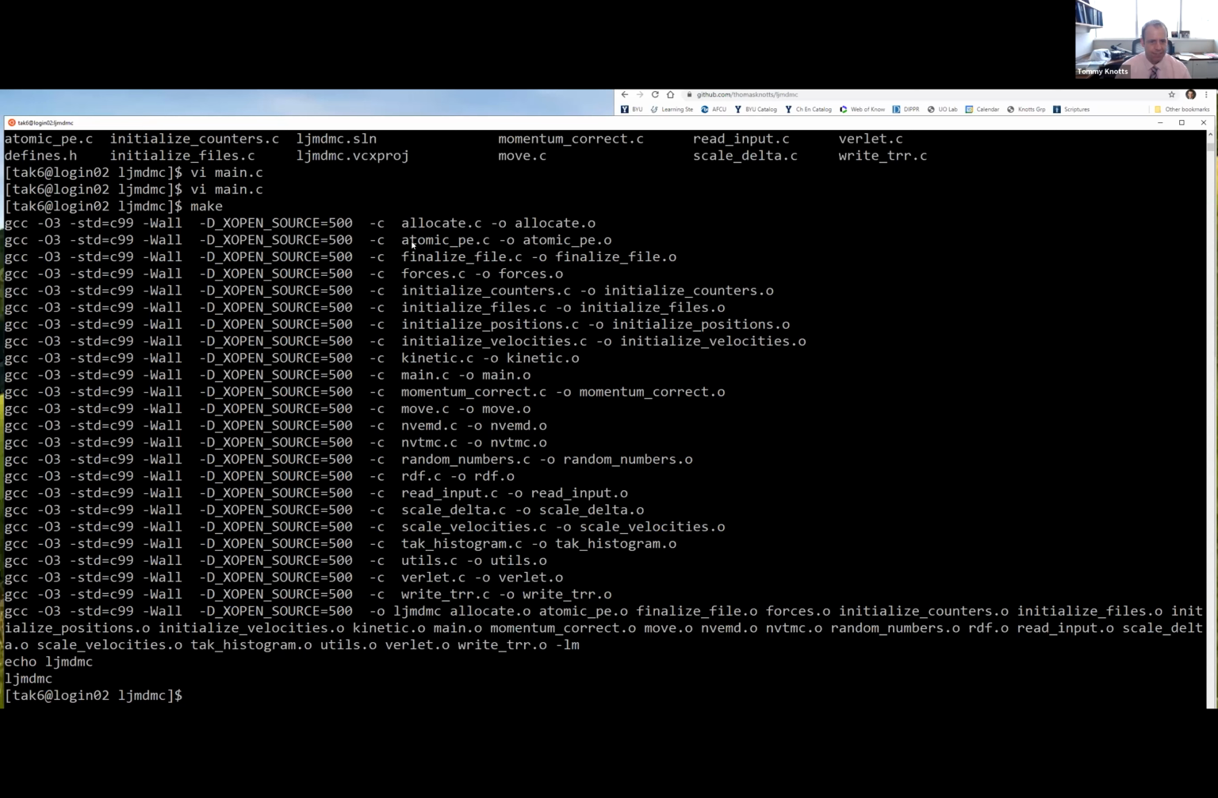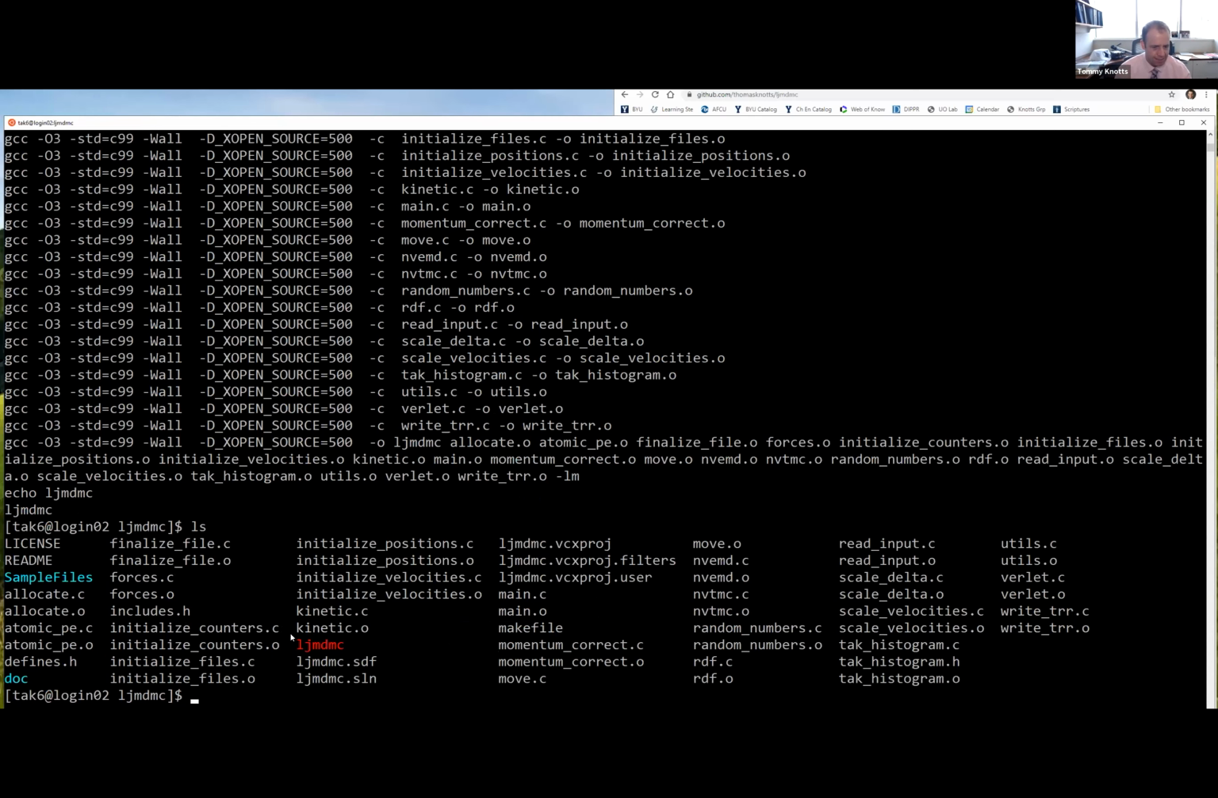So there's an allocate subroutine, there's an atomic potential energy, a finalize forces, and then it makes computer code for each one of those, and then it puts all the computer code together down at the bottom, and then gives you an executable. So now I have an executable called LJMDMC right here. Does everyone see that? Anyone have a hard time making it?